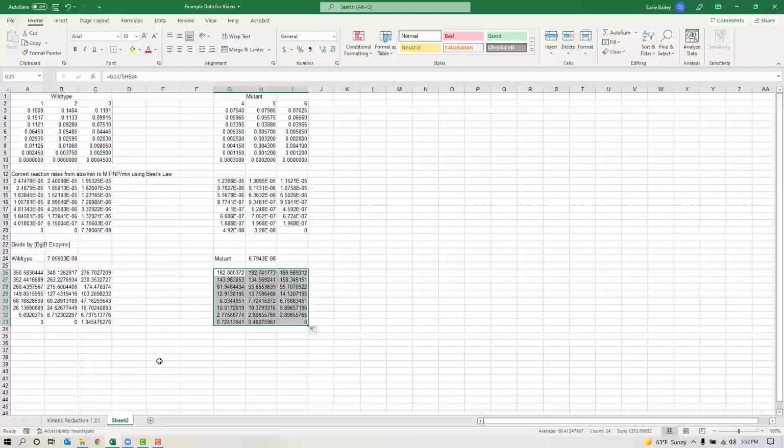We now have our reaction rates converted to what they need to be. We started in absorbance units per minute. We used Beer's law and converted those reaction rates to molarity of our PNP product produced per minute. And then we divided by the enzyme concentration that gave us those rates to adjust for the fact that these 2 proteins that we tested, the wild type and the mutant, had different concentrations. So we need to normalize for that. So we're ready now to go ahead and average these replicate data points and start creating our Michaelis Menten graph.